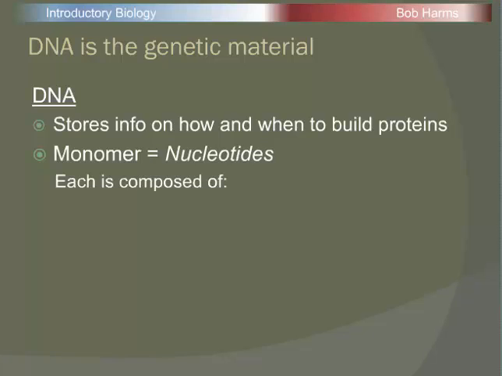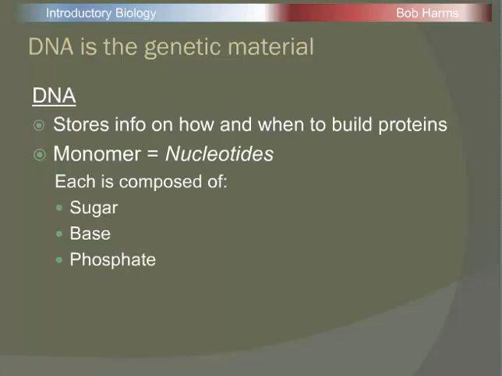And these nucleotides each have a sugar component, and the sugar is deoxyribose. That's where DNA, deoxyribonucleic acid, gets its name, from that sugar. Each nucleotide has a nitrogenous base, which is basically a ring structure with lots of carbons and nitrogens, and each monomer has a phosphate group as well.